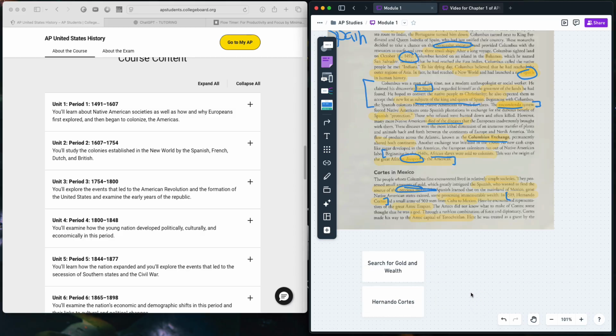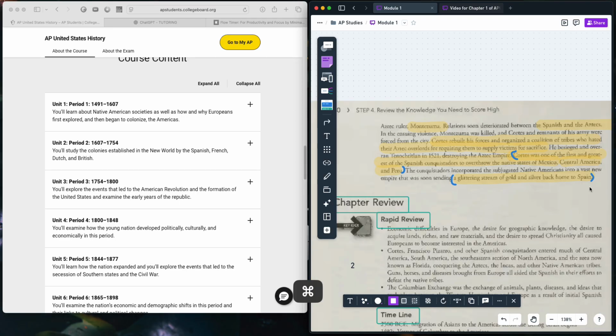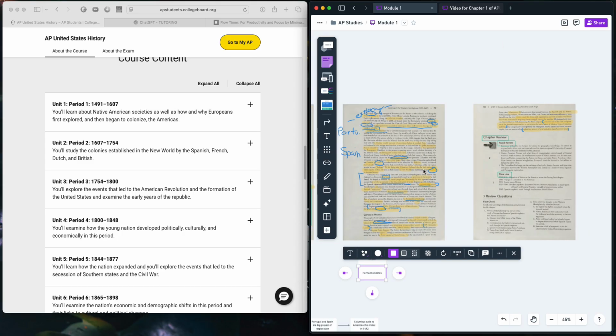So Hernando Cortez, he's considered arguably great in one way, but not in another. He was one of the first and the greatest of the Spanish conquistadors to overthrow these native states. So obviously what he did was probably really wrong. Not probably, pretty wrong. And obviously, some would argue because of the sacrificial nature of these places. But again, I'm here to learn history right now. I'm not one to judge at this moment, especially when I'm trying to figure out what we're supposed to know for the test.